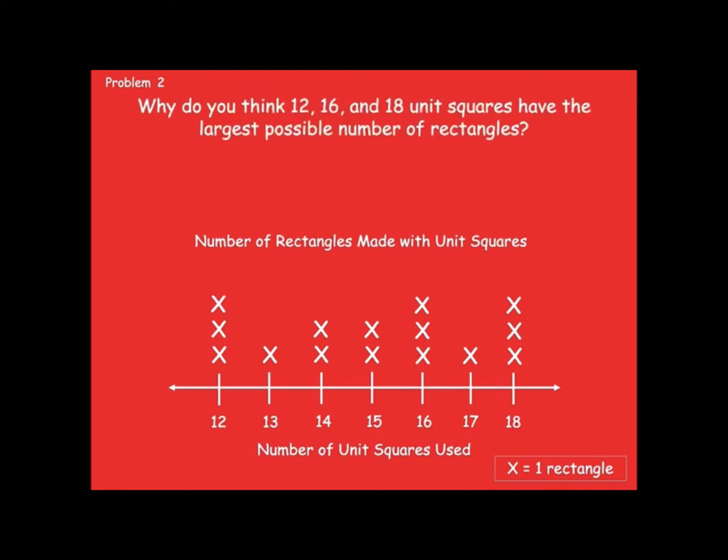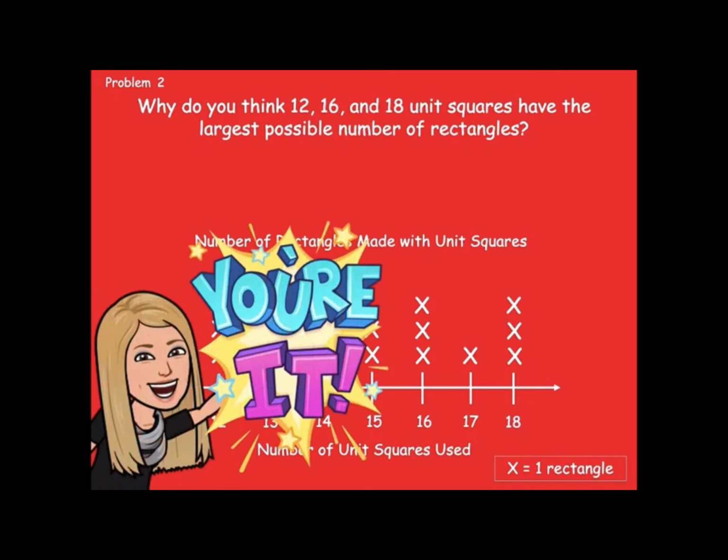Why do you think 12, 16, and 18 unit squares have the largest possible number of rectangles? I want you to pause the video and think about that. They all have 3. Why do you think they all have 3? Pause and then click play when you're ready to go over it together.